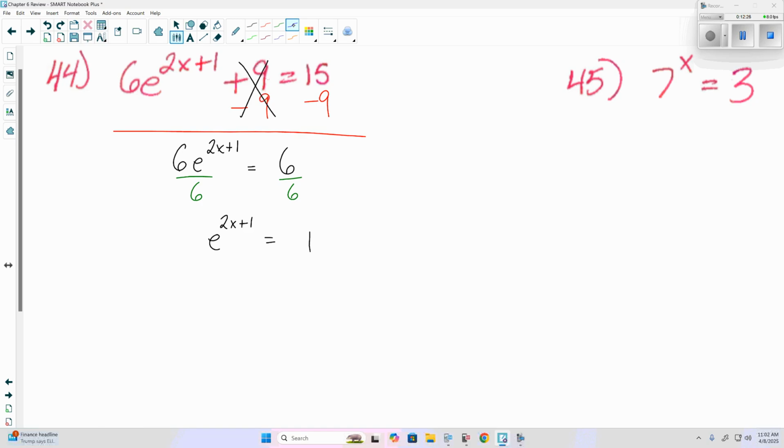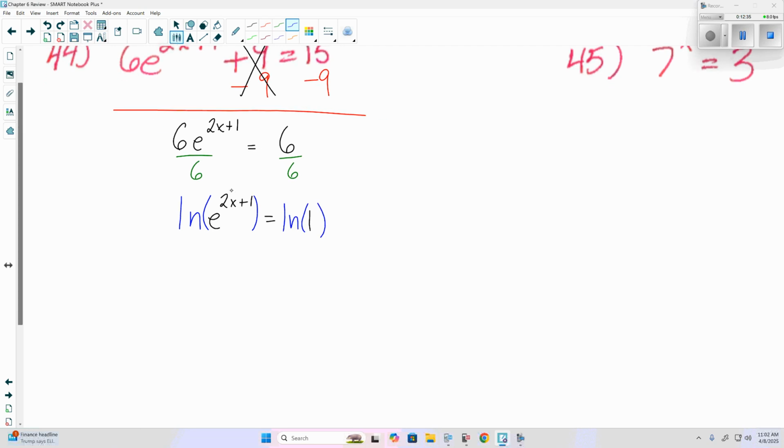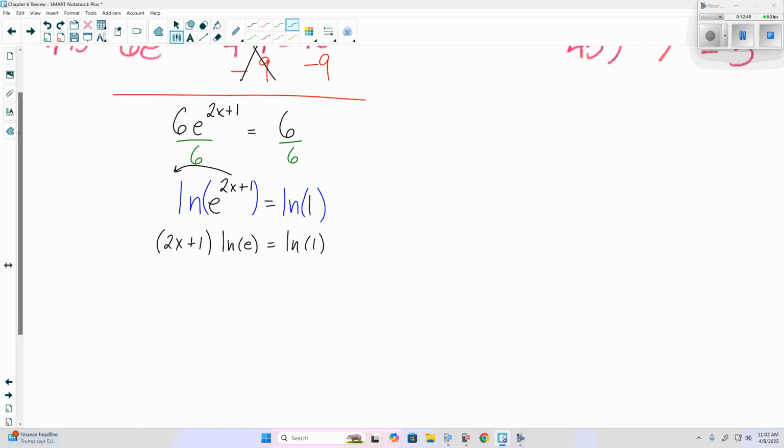Now again, our second step is to get that variable out of the exponent or logarithm. And in this case, to get it out of the exponent, we're going to apply a natural log. So we can apply the natural log to both sides. Well, the natural log of e is 1. And 1 times 2x plus 1 is just 2x plus 1.